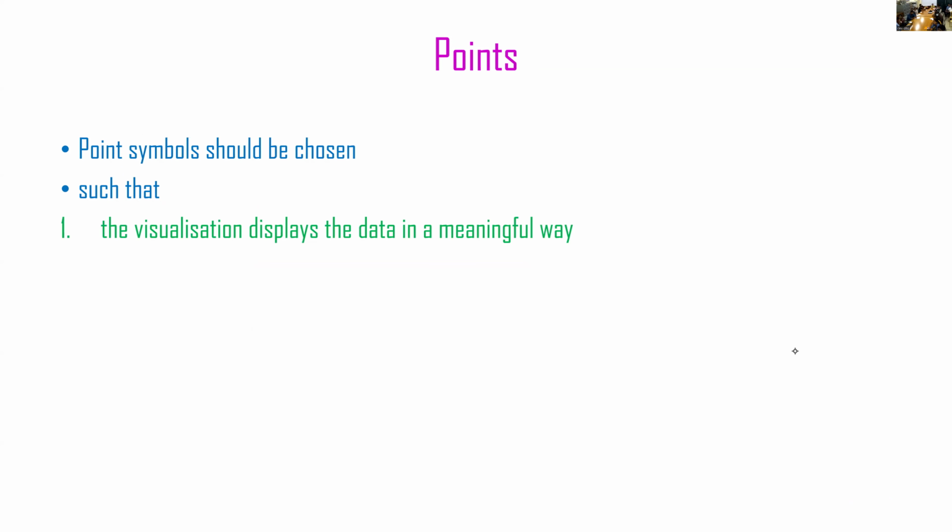Points and symbols should be chosen in a meaningful way. Should I put a dark dot? Some people like to put a big white dot. Some people put a small white dot. Some people put X marks in the graph. How should we put the points in a graph?